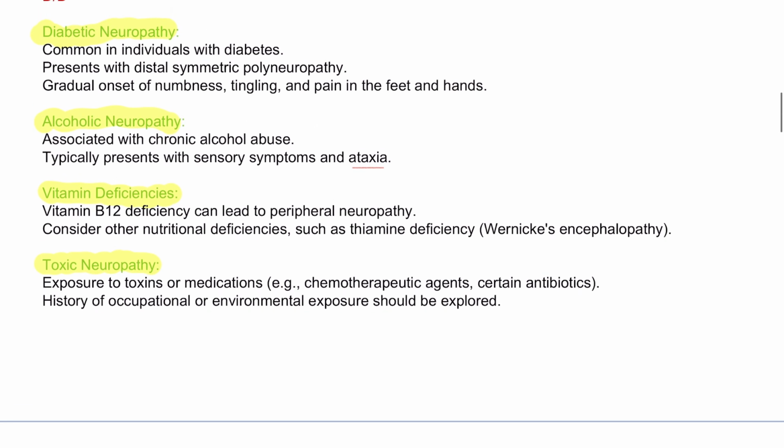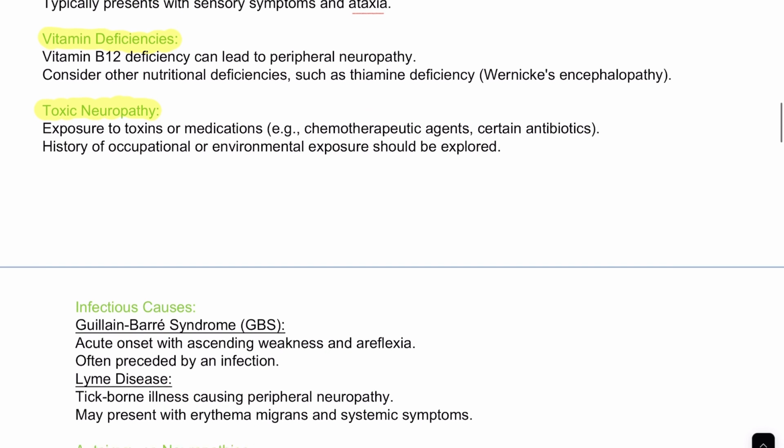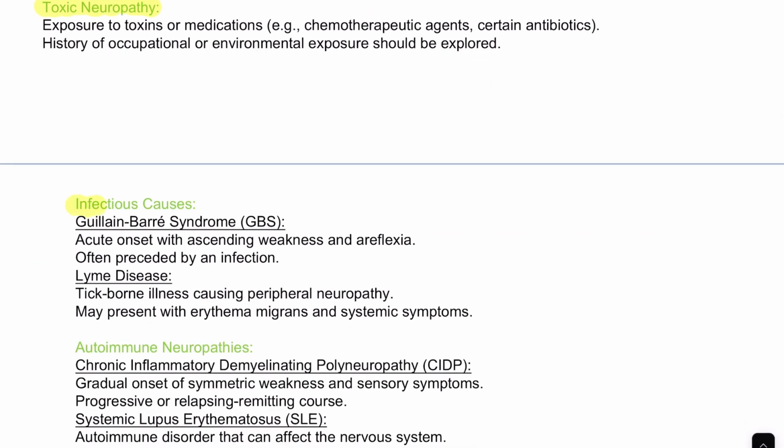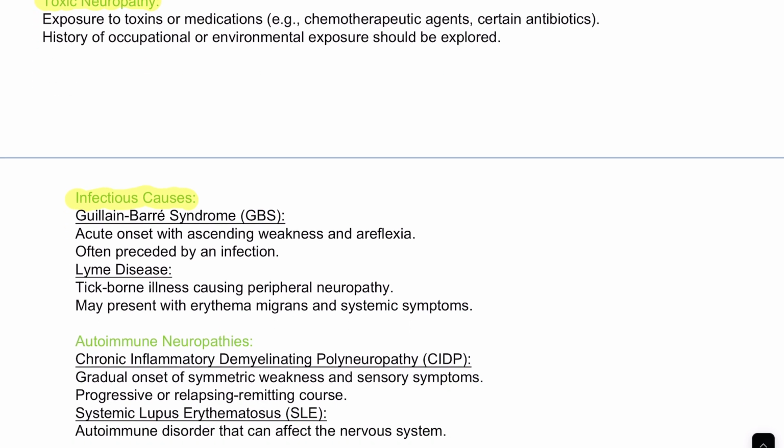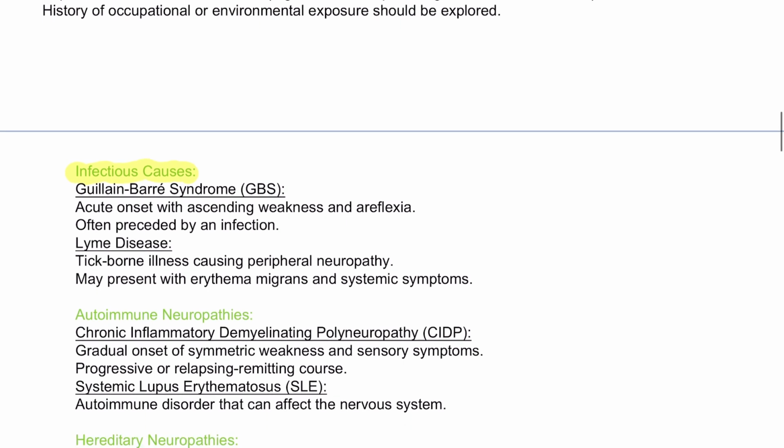So remember, always know about the differential diagnosis of peripheral neuropathy. Divide it into different groups, then it will be quite easy for you. Diabetes, alcohol, vitamin deficiency, toxicity, and then think about infectious causes as well, like GB syndrome. Usually it is acute onset with ascending weakness and areflexia, and is often preceded by infection.